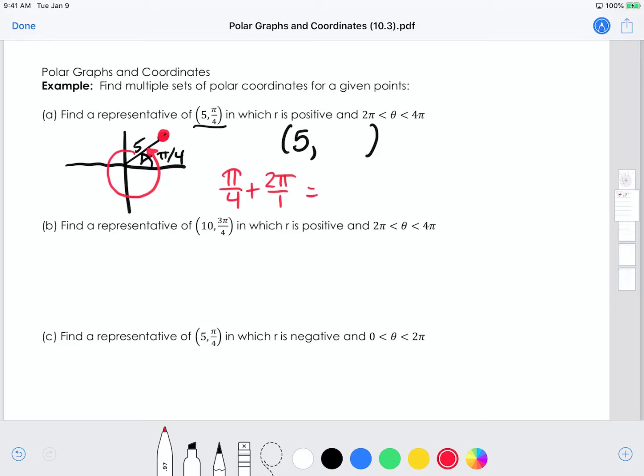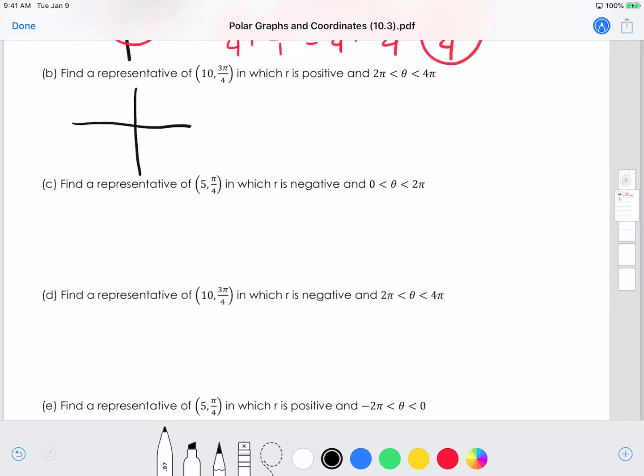So I'm going to rewrite 2 pi as 8 pi over 4, so I have a common denominator, and I get 9 pi over 4. This is an angle that's between 2 pi and 4 pi. My r is positive, and it lands in the same spot as 5 pi over 4. So although these are written down in a different way, the location on the polar coordinate plane is the same.